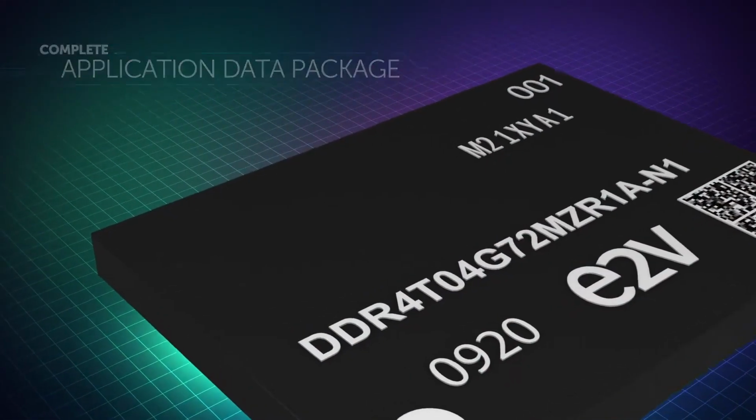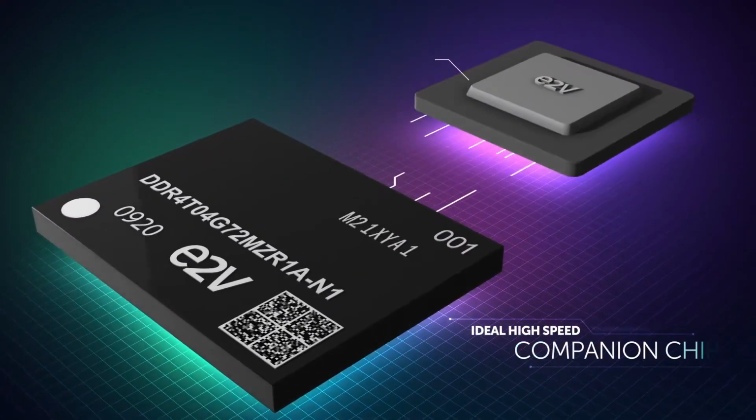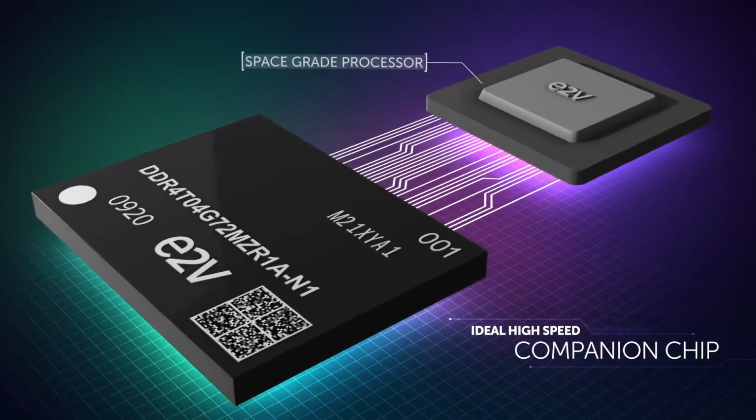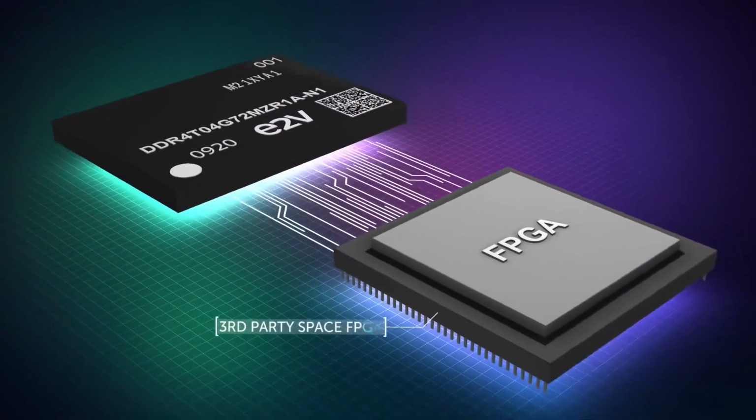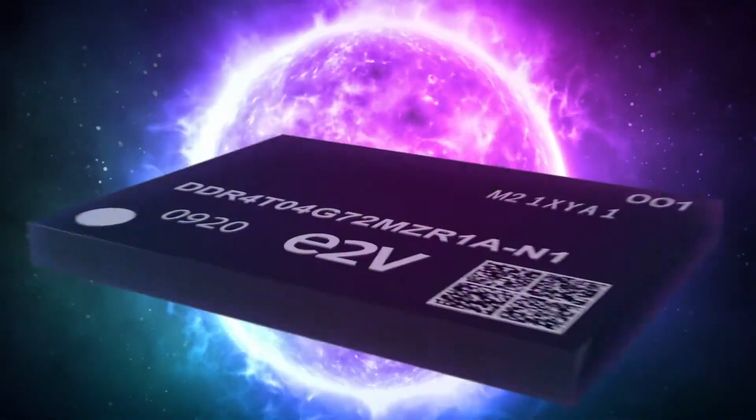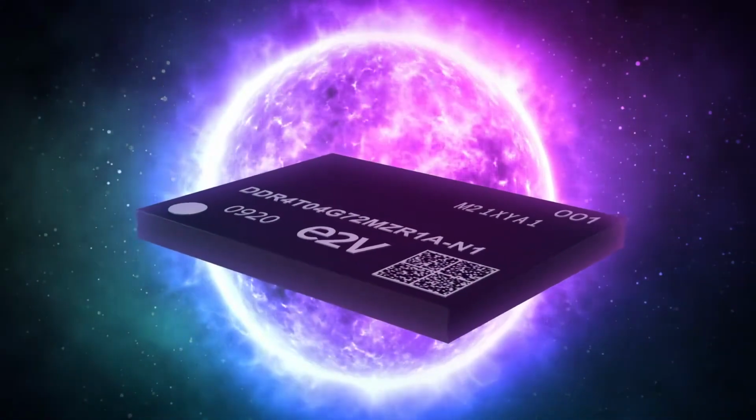Radiation-tolerant 4 GB DDR4 memory for space systems. A solution with a complete application data package, which is the ideal high-speed companion chip for Teledyne's E2V space-grade processors or third-party space FPGAs. This memory successfully stands up to the most extreme environments, functioning resilient.